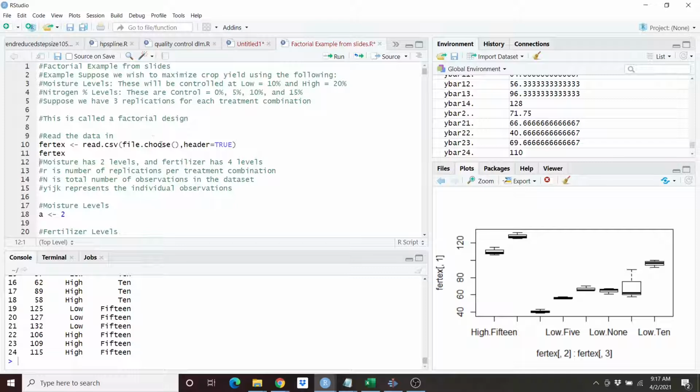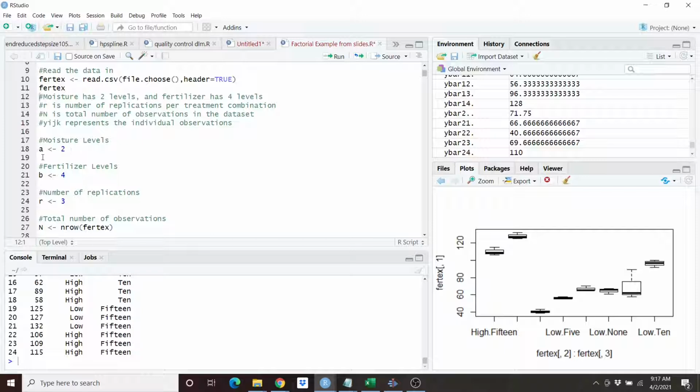We look at each treatment combination. Now, again, our moisture has 2 levels, low and high. Our fertilizer has 4 levels, and that is control, 5%, 10%, 15%. R is going to be our number of replications per treatment combination. N is our total number of observations in the data set. And we're going to call Yijk, that's just going to represent the individual observations.